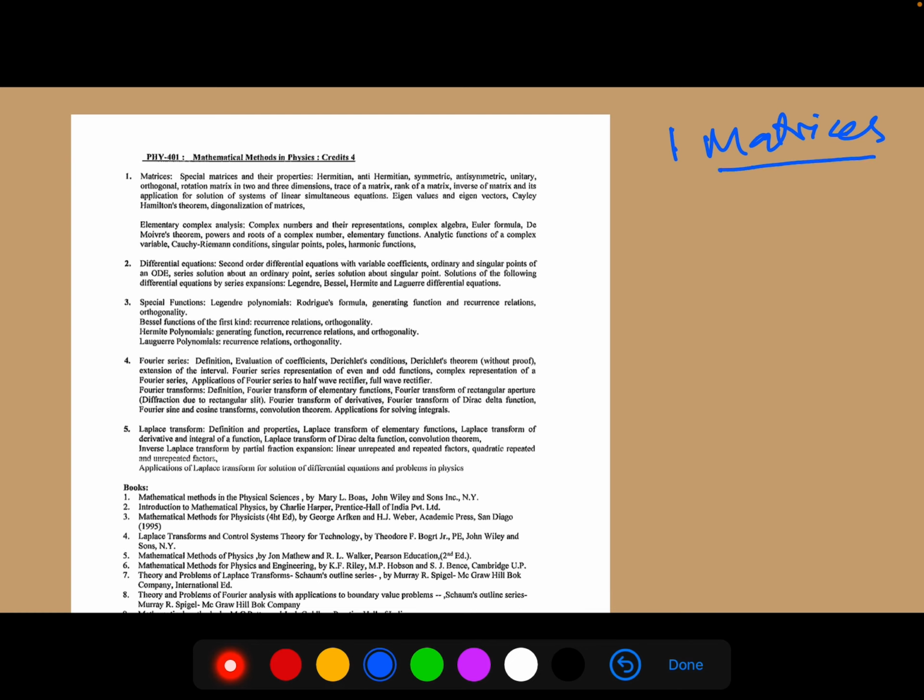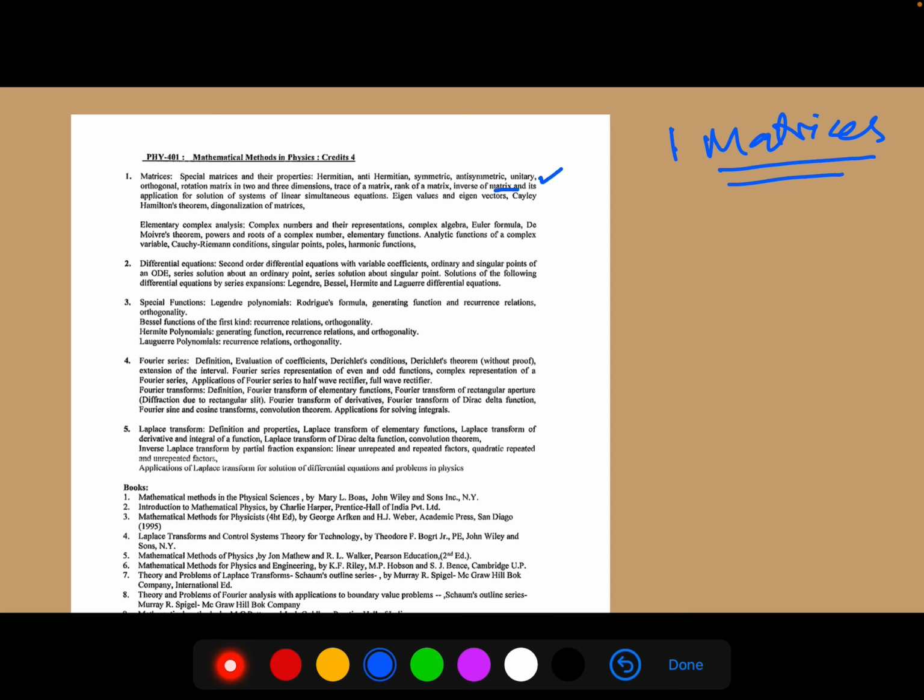In this, we are going to discuss about the properties of matrices. What type of properties matrix will hold, just like Hermitian, symmetric, or antisymmetric, then unitary, orthogonal, rotational. Okay, there are these types of matrix. These types of properties we are going to discuss in our regular lectures. After that, we are going to discuss trace of matrix, rank of matrix, and inverse of matrix, how to find inverse of matrix, then application of matrices, where we can use matrices.